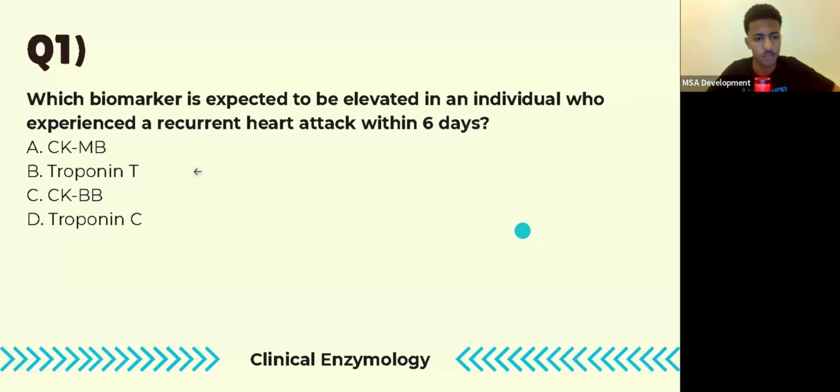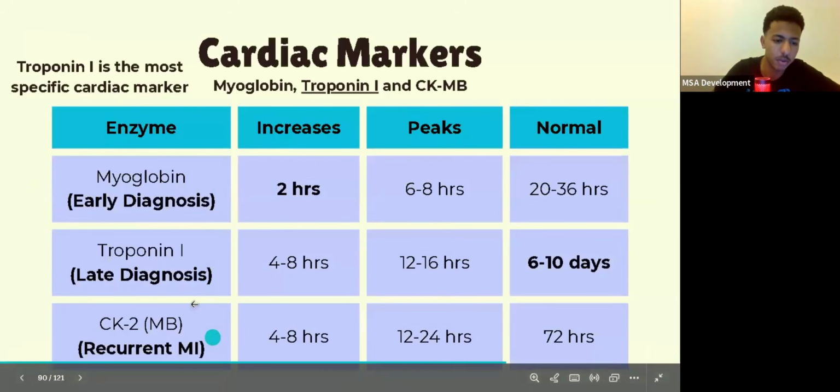Okay, so keyword recurrent. The answer is going to be CKMB. Again, CKMB, recurrent MI. Troponin I, late diagnosis; myoglobin, early diagnosis.